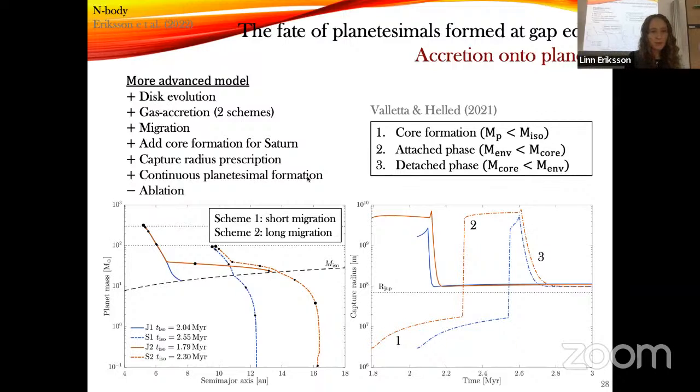Okay, and then for the planetesimals, unlike before, when we formed them all at the same time, we now form them continuously at the gap edge at the rate at which pebbles are drifting into it. And I should also say that now we actually remove the ablation. This is partly because we form quite late in the disk lifetime now, so it wouldn't be very efficient, but also because we find that the planetesimals which are accreted are accreted fairly quickly, meaning that they'll basically get accreted before they're ablated anyway, so it doesn't matter.